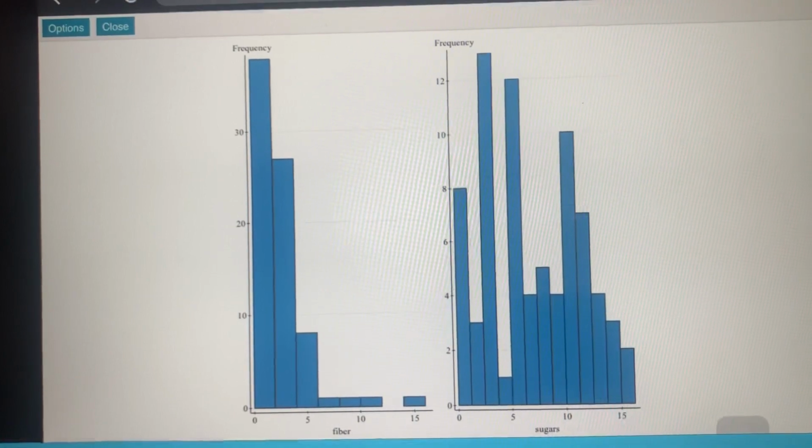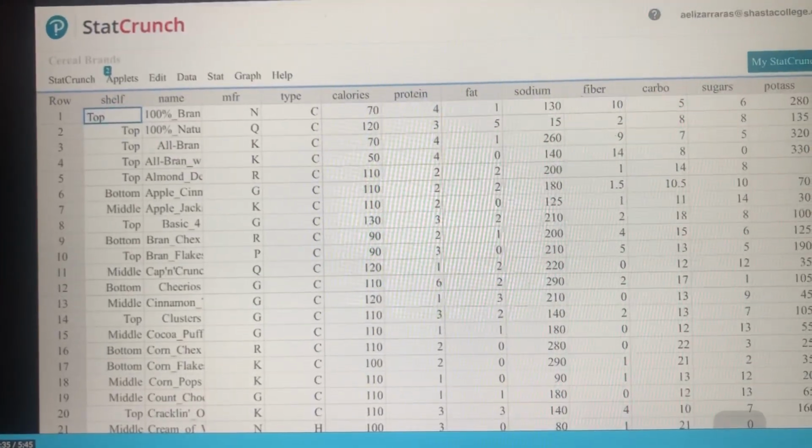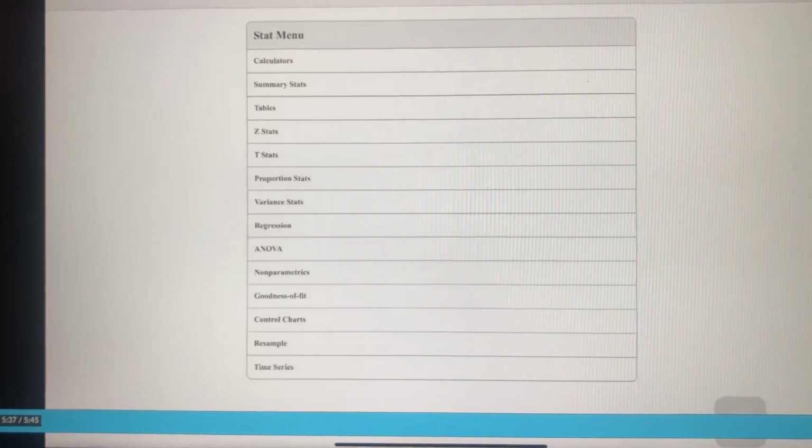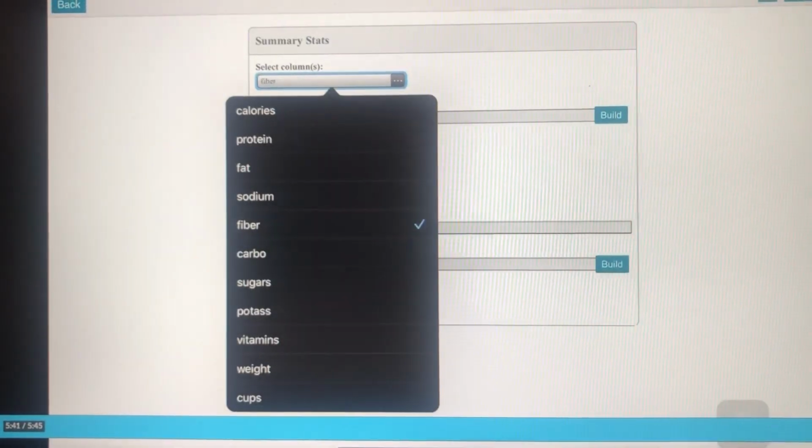I'm also going to calculate some values using summary statistics. Remember, we go to Stat, Summary Stats by column, and we want fiber and sugars.